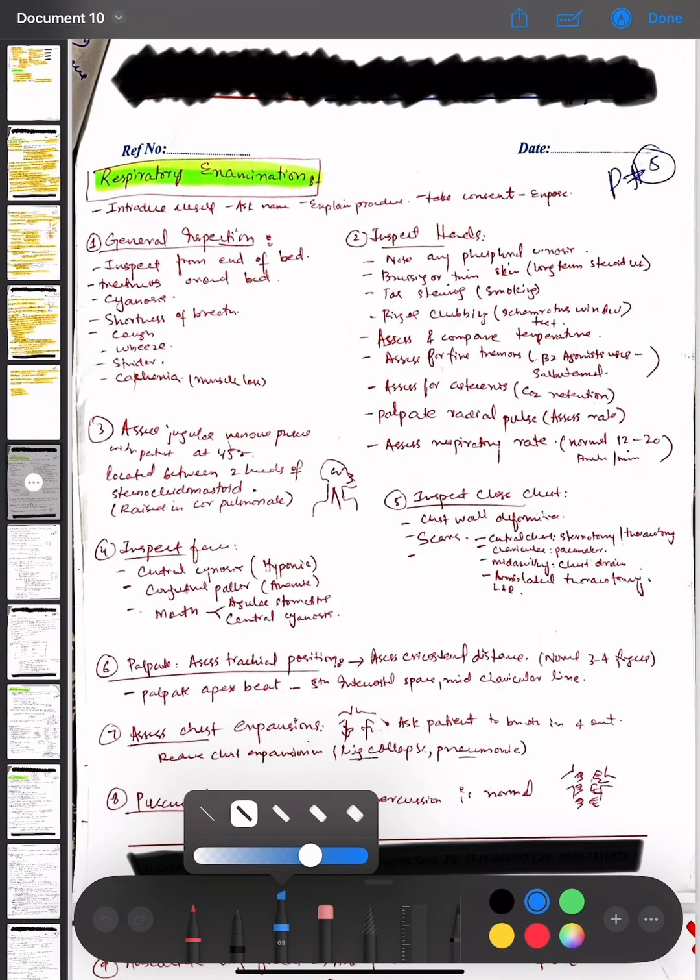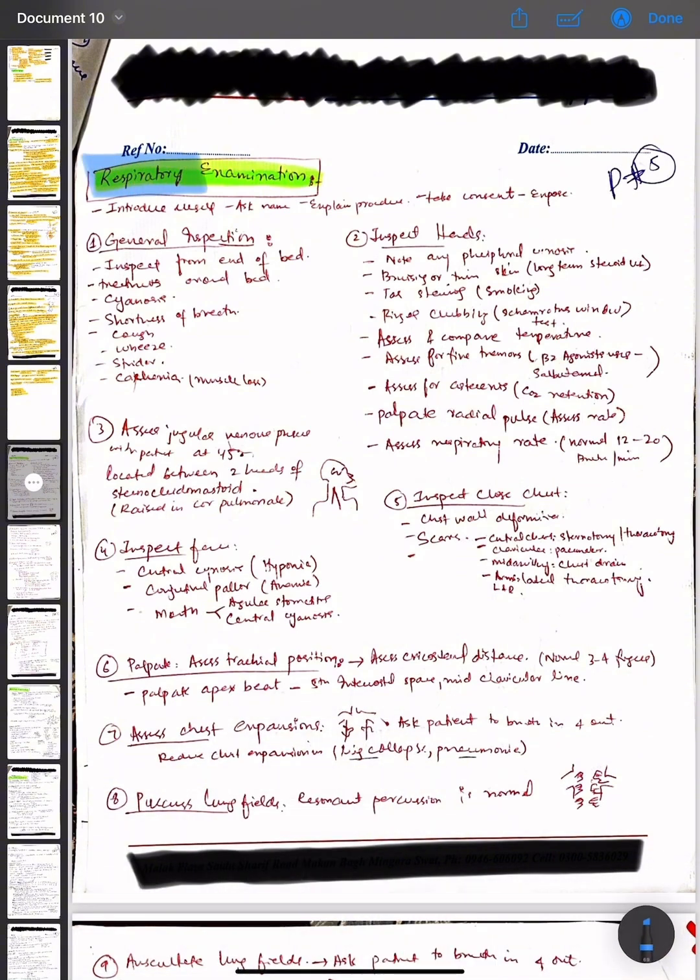We have already discussed the CVS examination, that is cardiovascular examination, for the medicine talks. In this video we will learn the respiratory examination. All the basic techniques are discussed in the first video, that is, what are the steps that we have to do in the examination. Now we will discuss it specifically for the respiratory system.